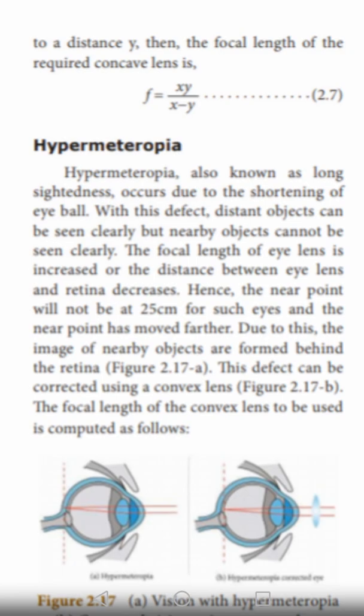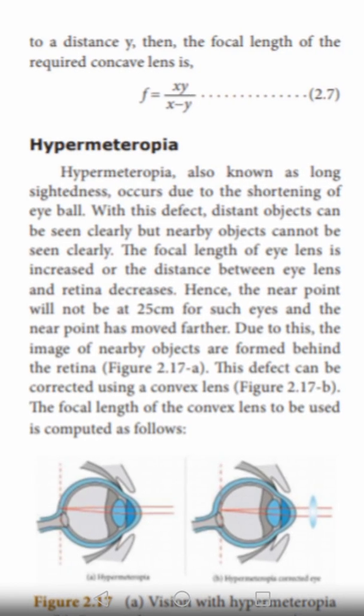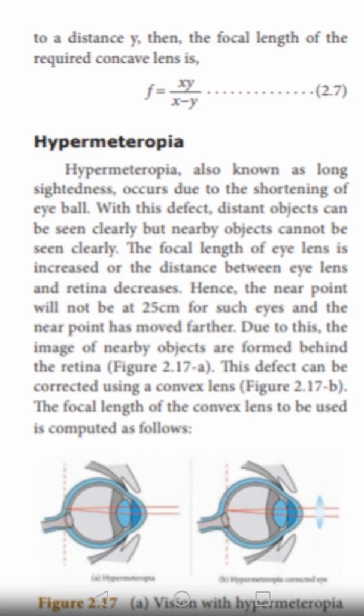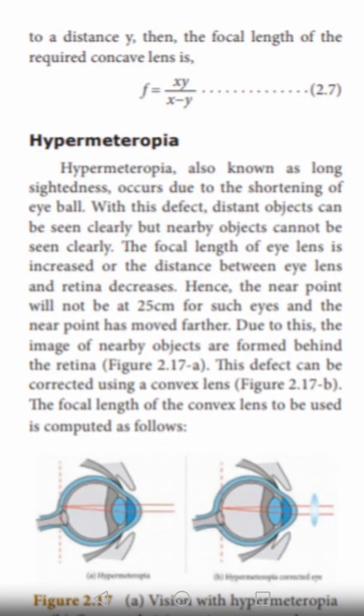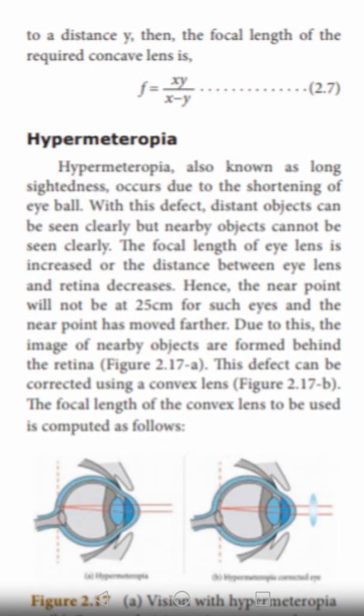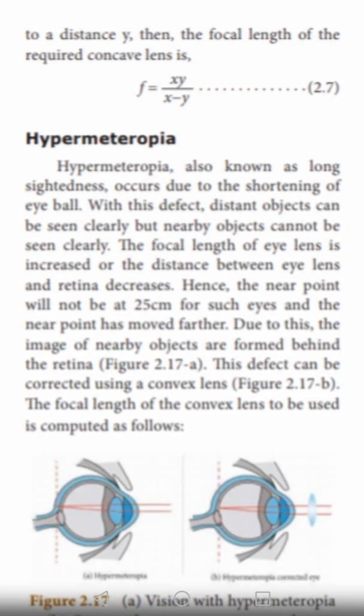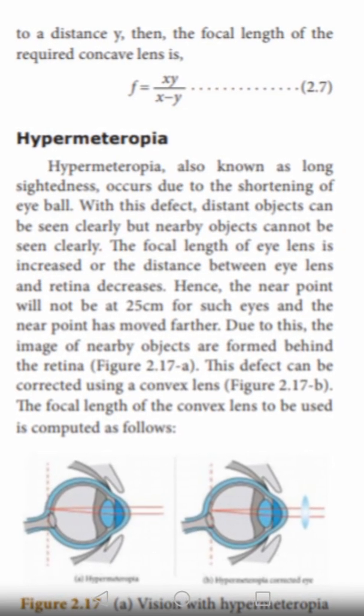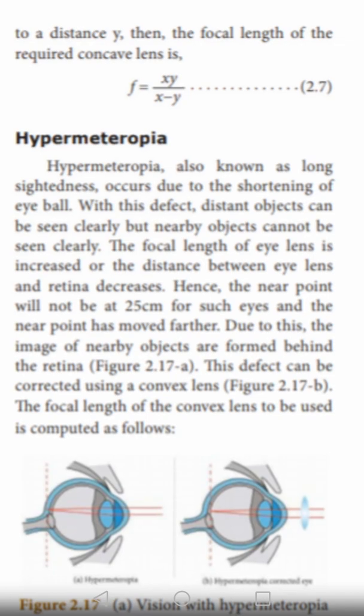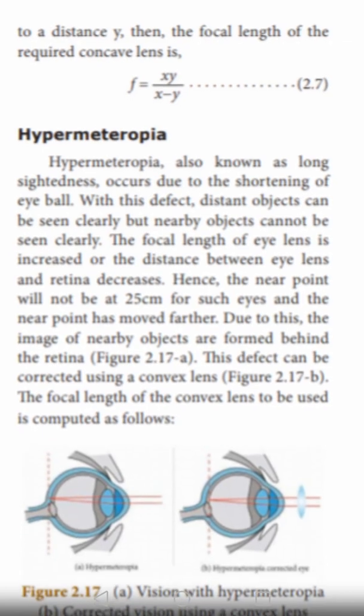This defect can be corrected using a convex lens. Long-sightedness is cured by a convex lens, because this lens is converging in nature. So the focal length of the convex lens to be used is computed as follows.